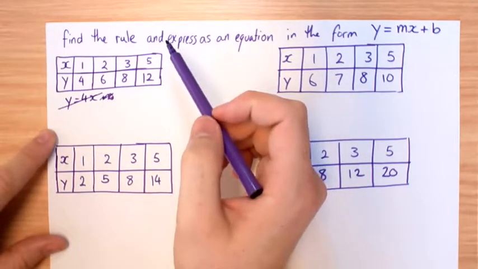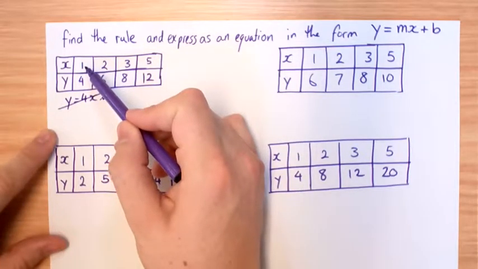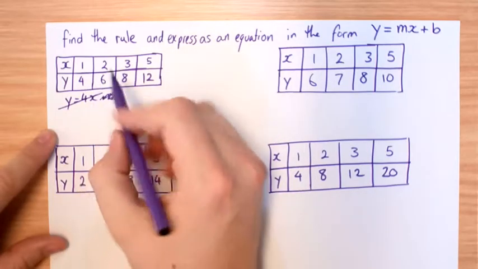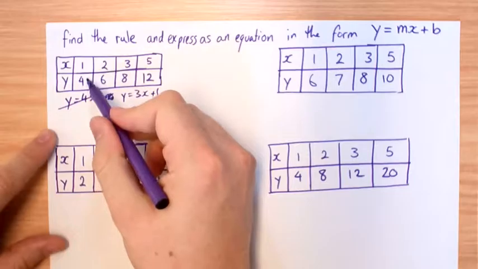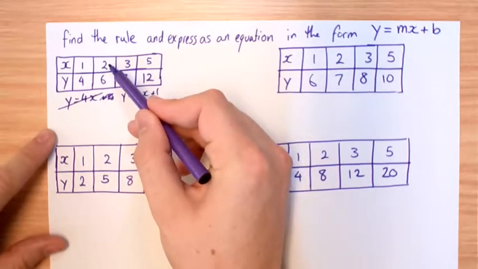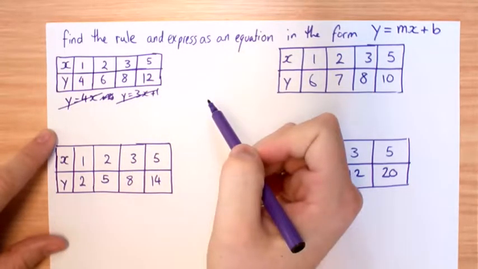Well, what about if it was 3 lots of x plus 1? Well, 3 lots of 1 plus 1 would equal 4, so y equals 3 lots of x plus 1. That works for that one. Does it work for this one? 3 lots of x would be 6, plus 1 would be 7, so it doesn't work for this one as well. So again, our rule doesn't work.